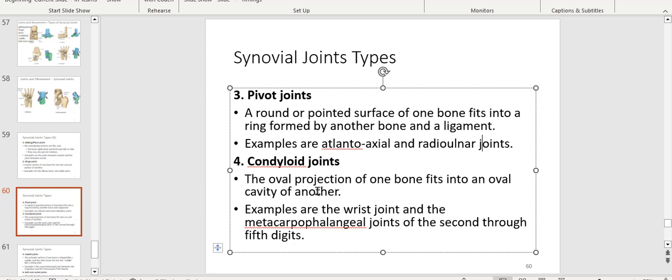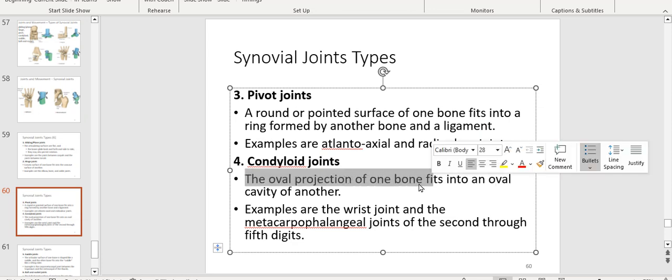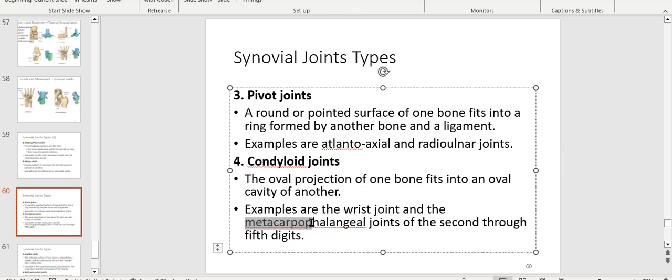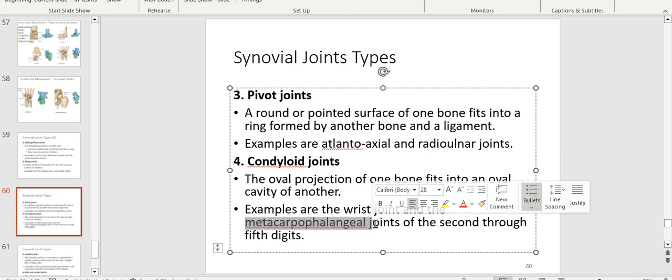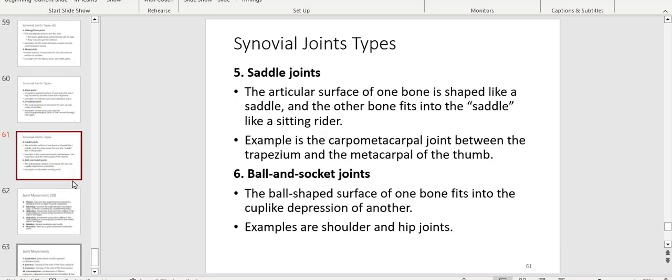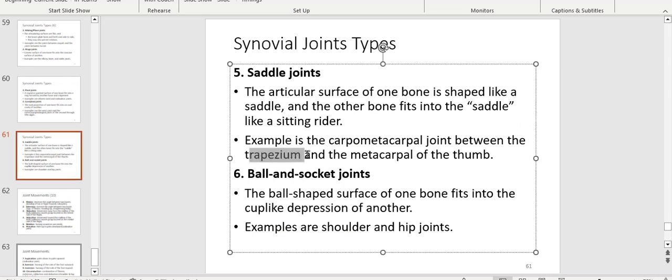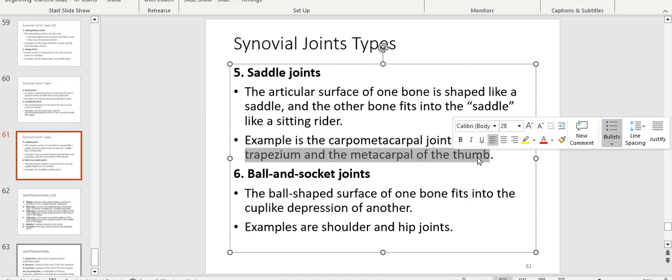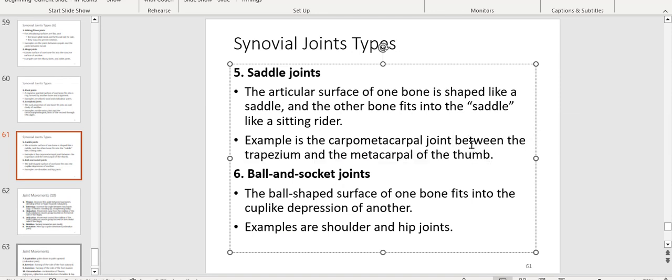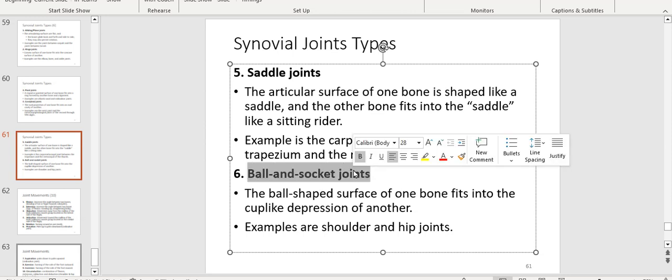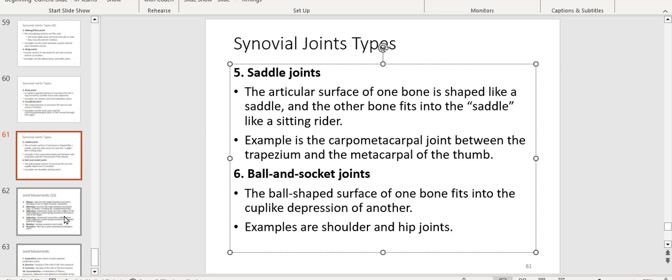Condyloid joints: the oval projection of one bone fits into an oval cavity of another. Metacarpophalangeal joints, you can have a look at those. Saddle joints, as we said, are kind of like a saddle over top of a horse. I'm not too interested in the trapezium and the metacarpals of the thumb. That's a little bit too exact for this course. But this one, oh yeah, you'll see that one for sure: the shoulder and hip joint.